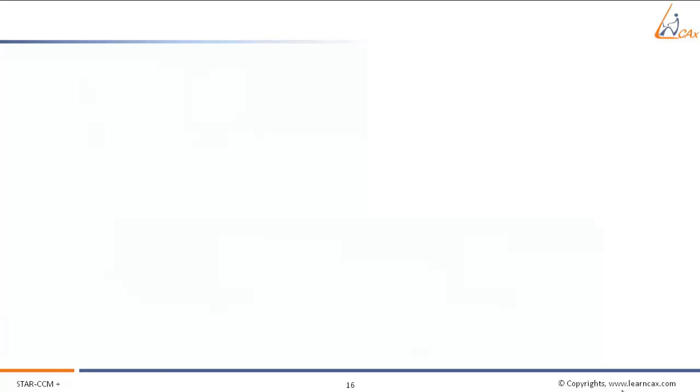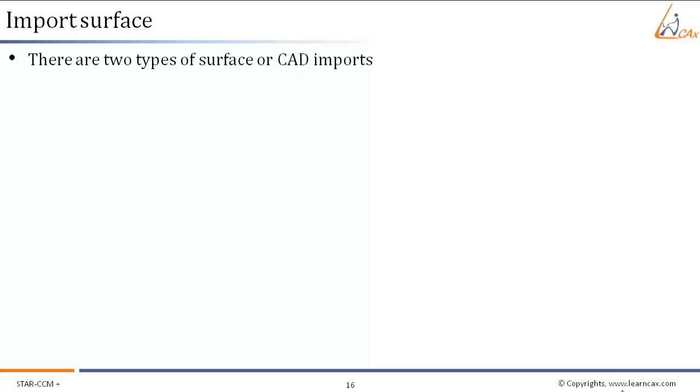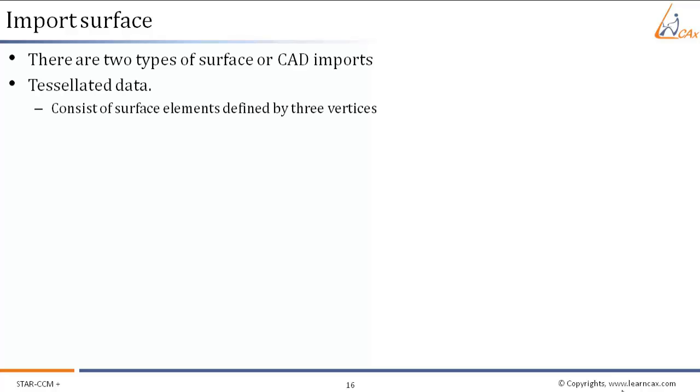Now, we will see these individual workflow steps in detail. First, we said we need to import surface. So what exactly is this? In STAR CCM+, there are two types of surfaces or CAD imports. First is tessellated data.